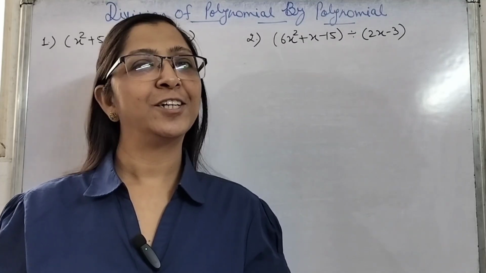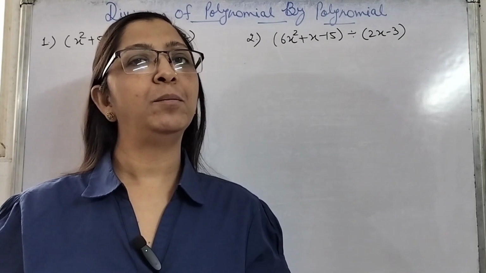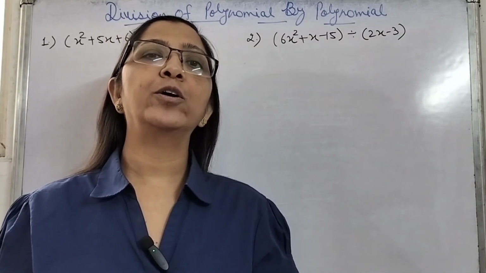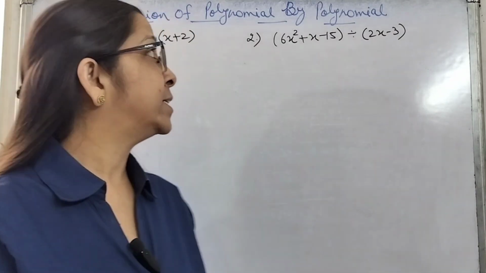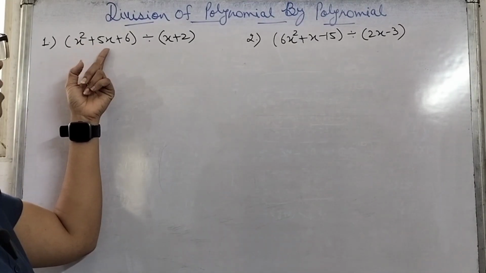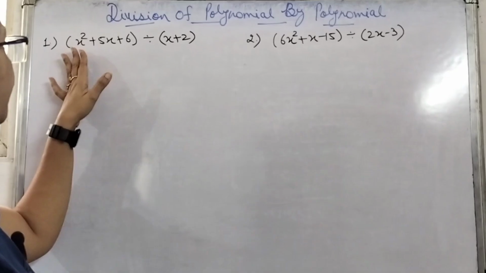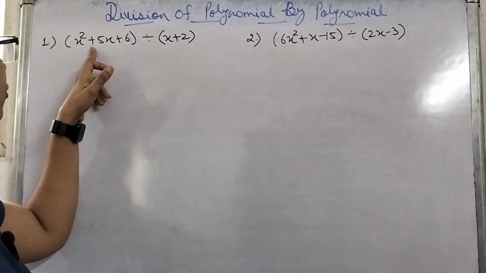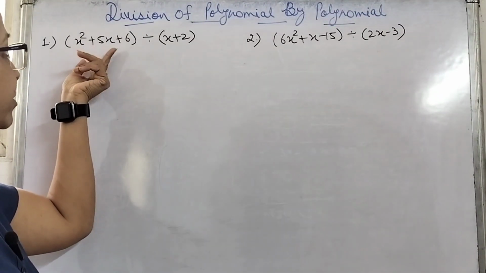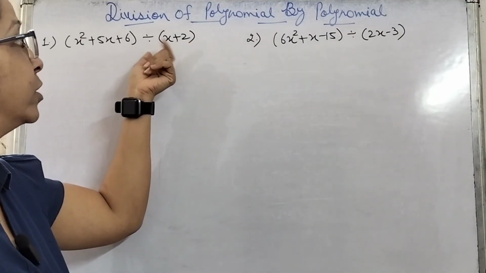Hello everyone. Today in this video we will be learning how to divide a polynomial by another polynomial by the long division method. So let's see some examples. If we have to divide x square plus 5x plus 6 by x plus 2, we have taken one of the polynomials as x square plus 5x plus 6, this is the dividend, and we have to divide this by x plus 2, which is the divisor.